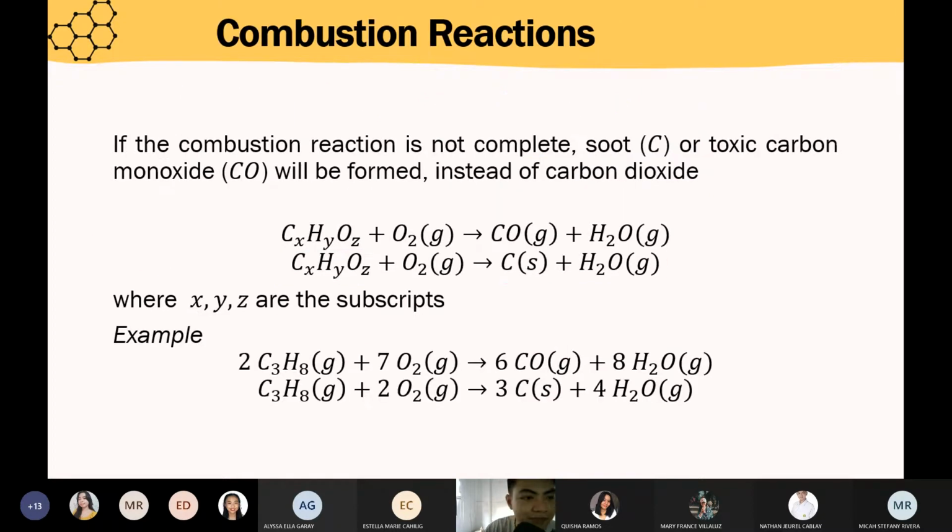However, there are some cases that combustion reaction does not go into completion. Hindi siya natatapos. One example of which is yung nasa lutuan nyo. If you notice, sa ilalim ng inyong mga cookwares, you have what's called the soot.